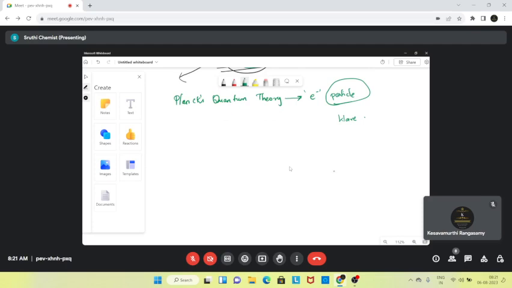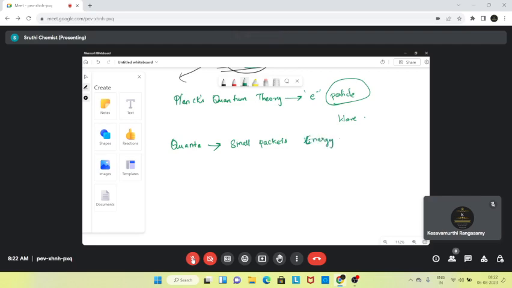So, you know the quanta. What does quanta mean? Before that, we have to know quanta. Any idea about the quanta? It's actually small packets of energy. Small packets of energy. This is what is meant by quanta.